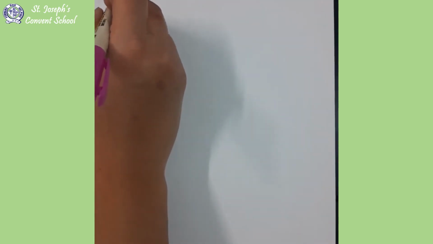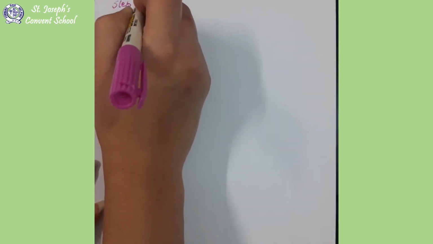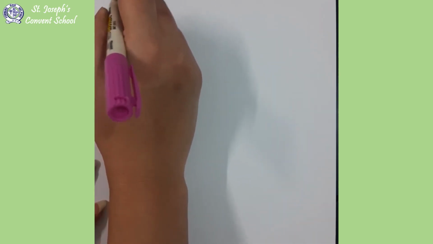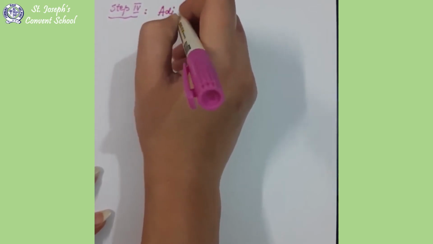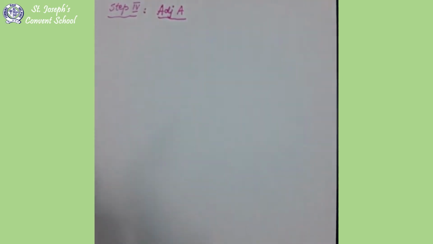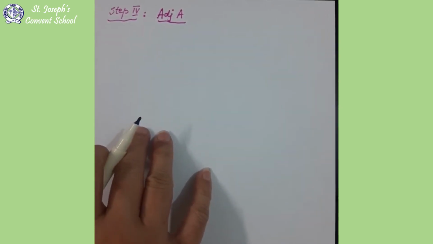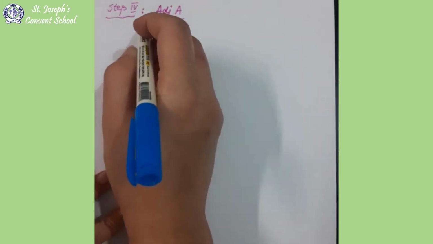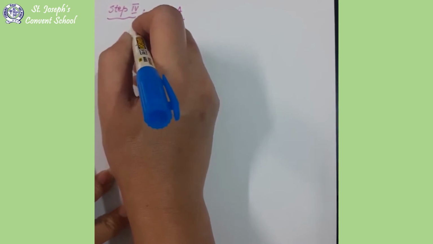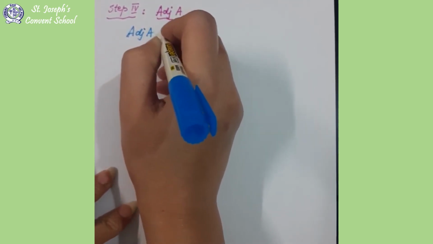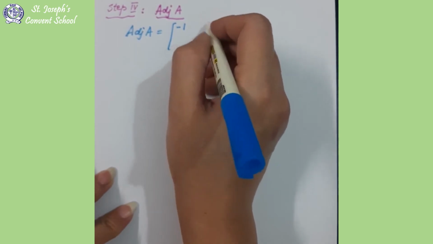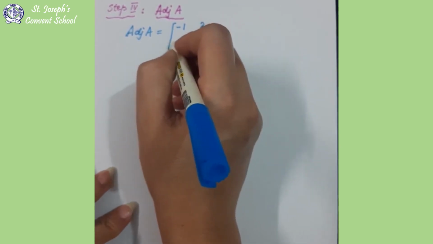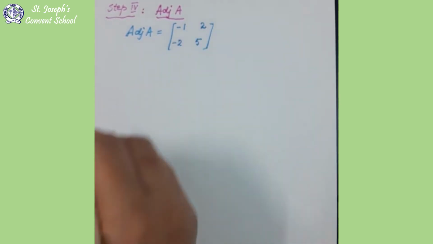Now step number 4 is to find adjoint A. Okay. Step number 4, you have to find adjoint A. Now how will you find adjoint A? We have done it in multiplicative inverse. That adjoint A equals, change the place of first and last. So minus 1 will come here, 5 will go down. Change the sign of second and third. So this will become plus 2 and here minus 2, opposite sign. Okay. So this is adjoint A.